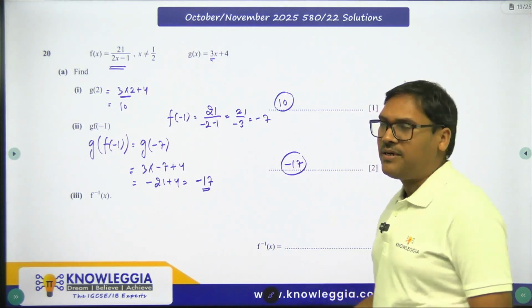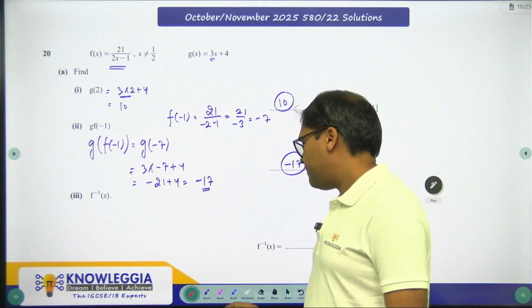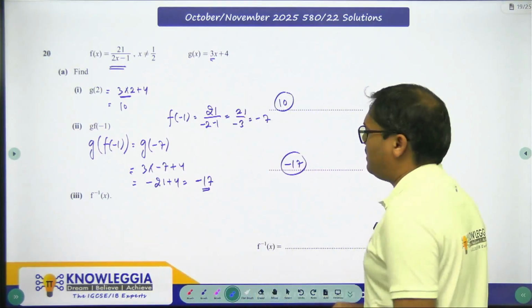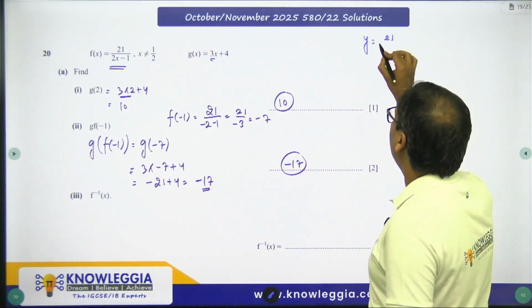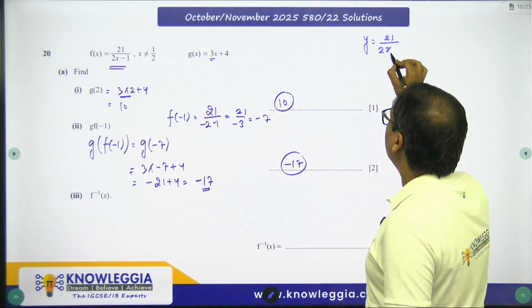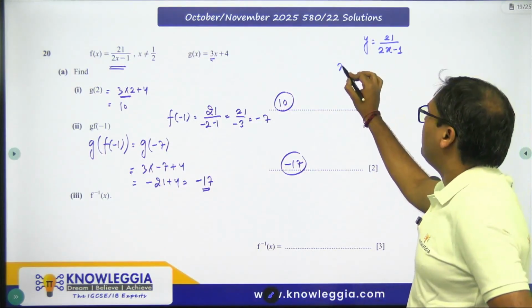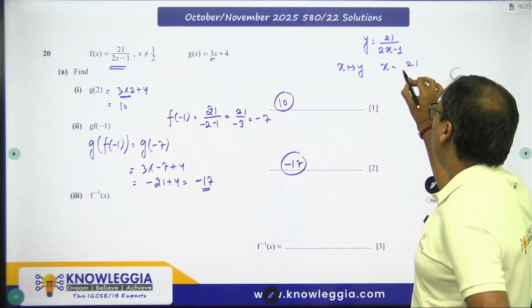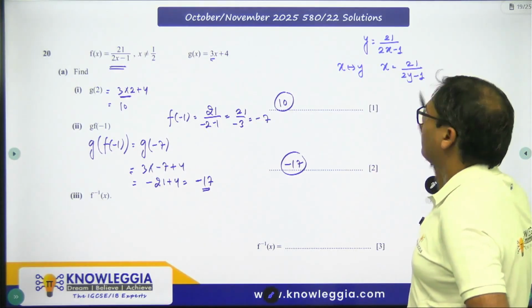Okay. Now, next part is you have to find f inverse. And you know how to find f inverse. Again, let's say this is y. So, let me write it here. Y is equal to 21 upon 2x minus 1. Right? Now, interchange x and y. So, what is this? X is equal to 21 upon 2y minus 1.